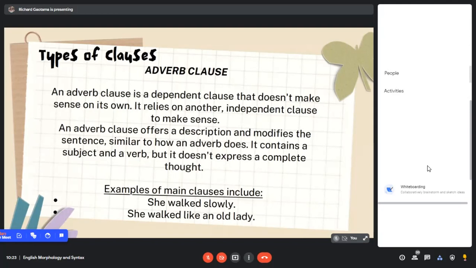So the example for the adverb clause is: she walked slowly. She walked like an old lady. Next.